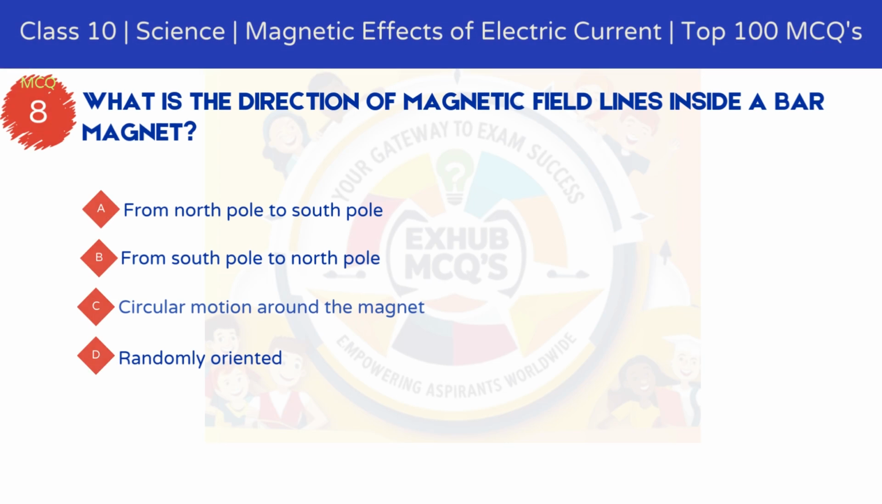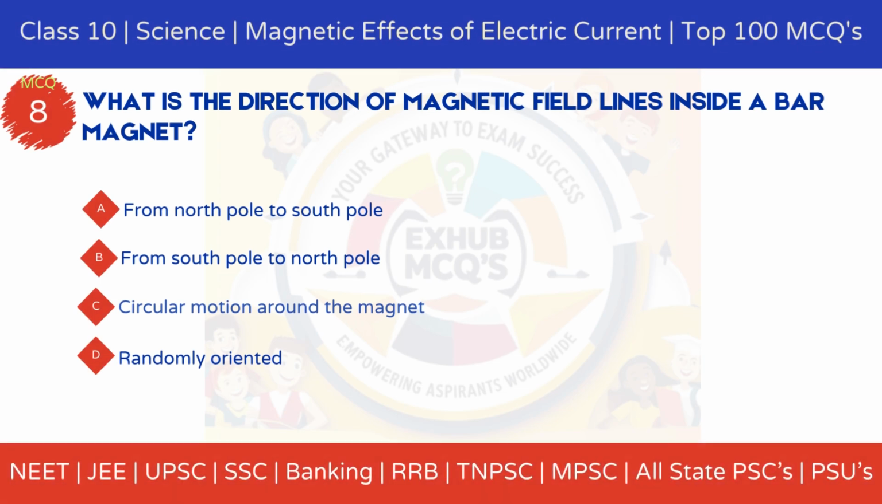MCQ 8. What is the direction of magnetic field lines inside a bar magnet? Option A. From North Pole to South Pole. Option B. From South Pole to North Pole. Option C. Circular motion around the magnet. Option D. Randomly oriented.